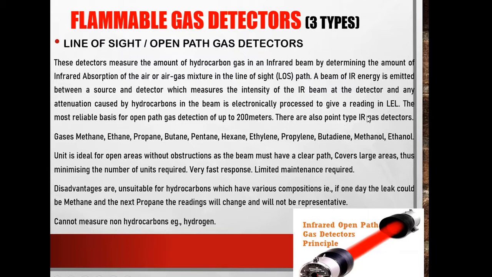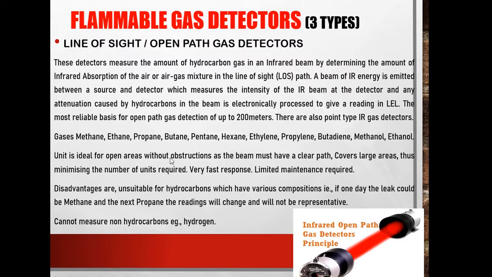And there are also infrared points type detectors. Those are not a transmitter and receiver. No, those are just on one point. I will still go into that. But the thing is, this kind of detector mainly detects one type of gas, not a combination. They are not really good when there's methane mixed with ethane mixed with propane, which you see a lot of in oil and gas. It wouldn't really detect that. So the gases it detects: methane, ethane, propane, butane, pentane, and the list goes on.